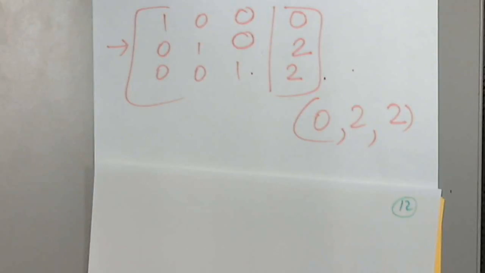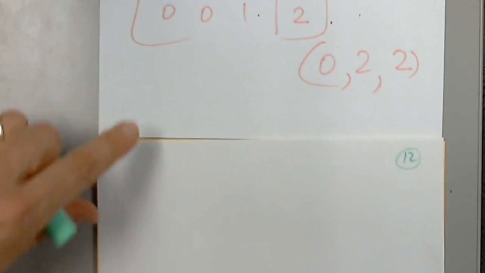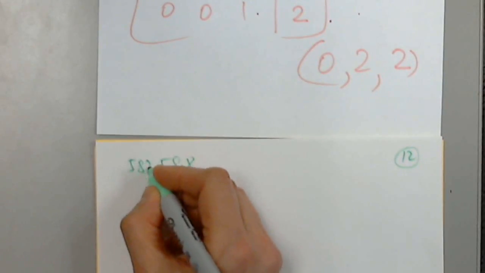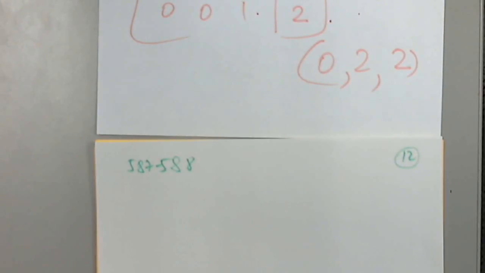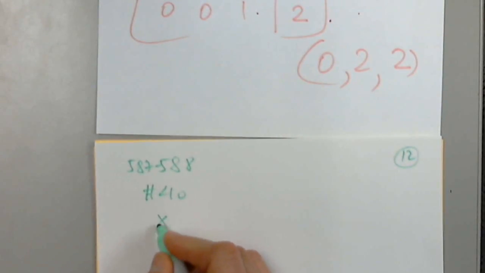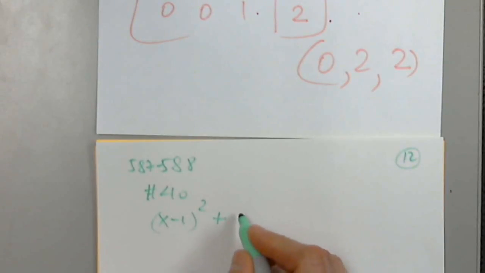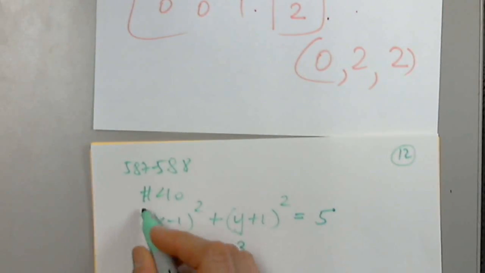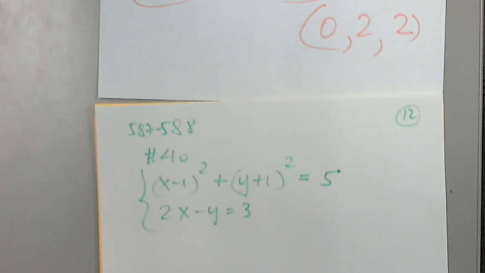Any preference? We are on page 587, 588. Would you like me to choose, or you can choose? Do I get to choose? Yeah. Okay. Let's say problem 40. And that is (x minus 1) squared plus (y plus 1) squared equals 5, and 2x minus y equals 3. The problem is telling us to solve, use the method you like.